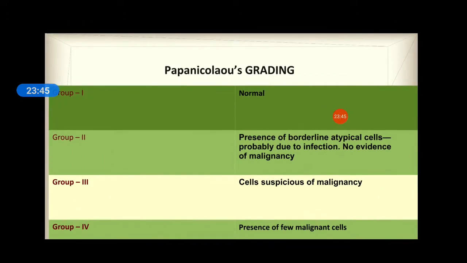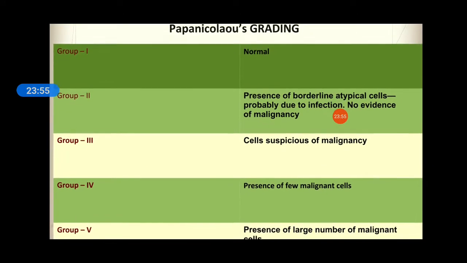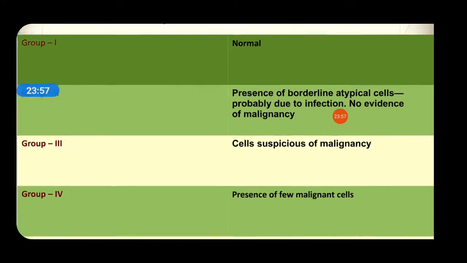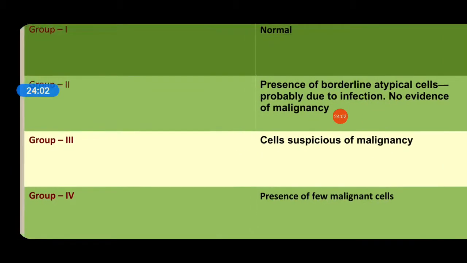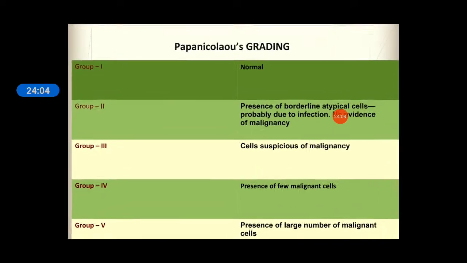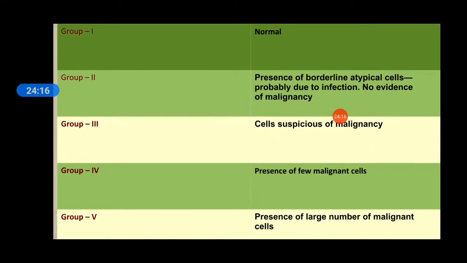So group 1, if they mention normal, means first grade is normal, that means it is healthy, there are no chances of any dyskaryosis or anything abnormal in the cytology. Group 2 is the presence of borderline atypical cells, probably due to infection, with no evidence of malignancy. Maybe some atypical cells are seen borderline, but there is no cancer, no malignancy, but you will find some atypical cells indicating infection, but not malignancy. Again, the second group is free from malignancy or cancer.